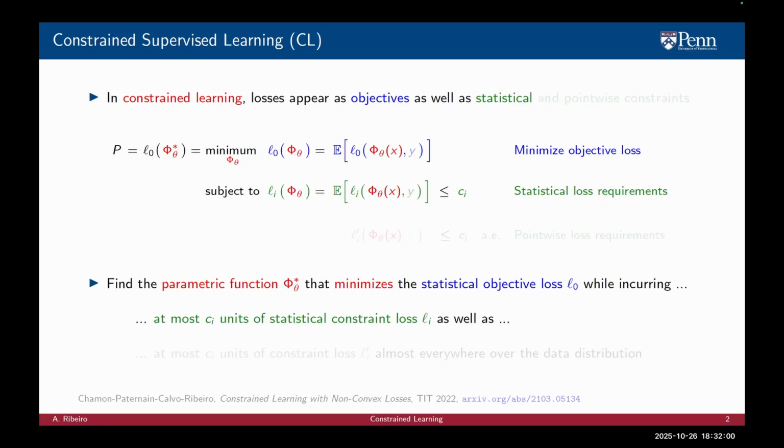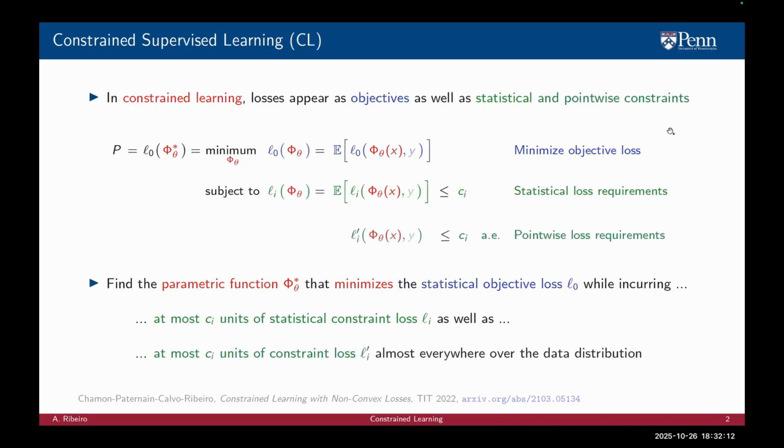In a constrained learning problem, as you would expect, you also have some statistical losses that appear as constraints. That's one possibility. A possibility that is perhaps a little more obscure, but equally interesting, is that maybe you also have some point-wise constraints that you want to enforce. So you want your loss to satisfy some condition for all possible realizations. I will give you examples of this later on. Now that's constrained supervised learning.